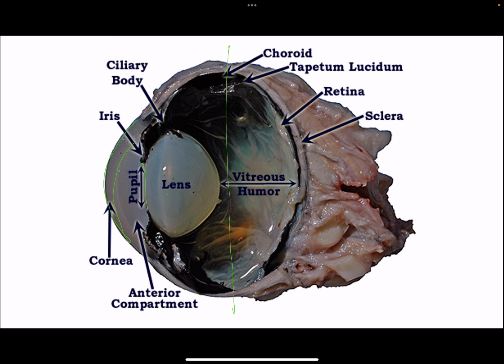You can see three layers in this. When you dissect, you see this really dark color choroid. Then towards the posterior here you see the tapetum lucidum, which is metallic in color, bluish, greenish, metallic color. This is the vitreous humor, in the posterior segment. Retina is this light white color structure, a membrane. Then sclera is a tough outer covering.